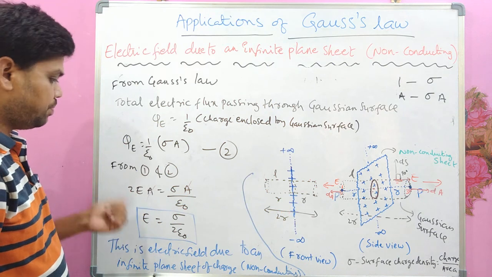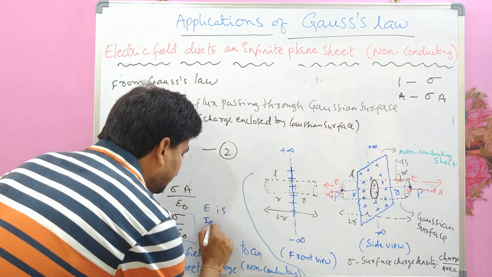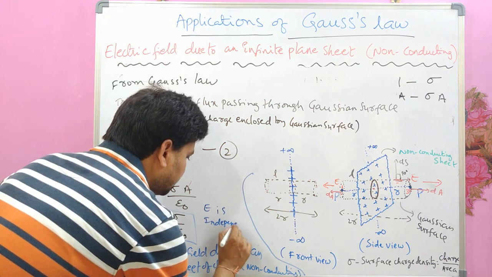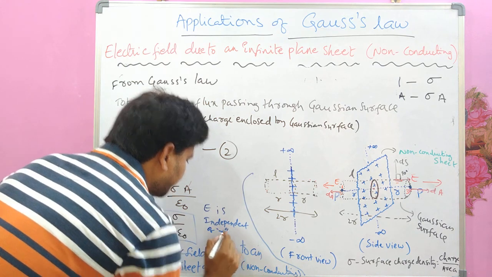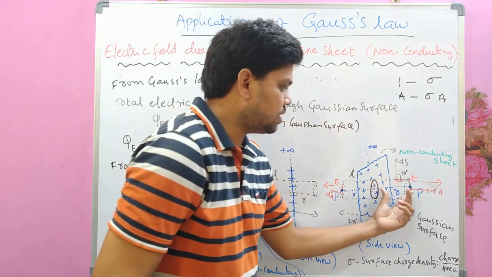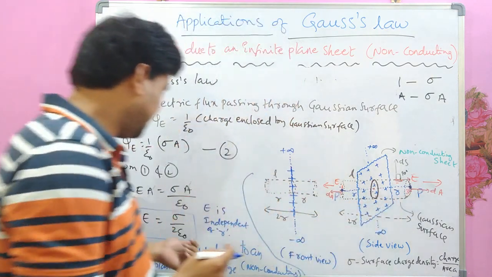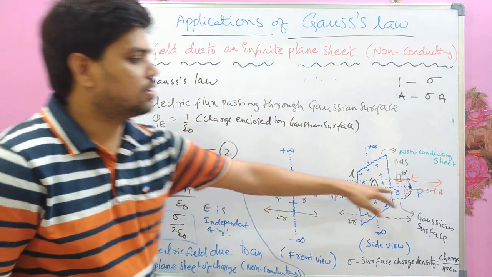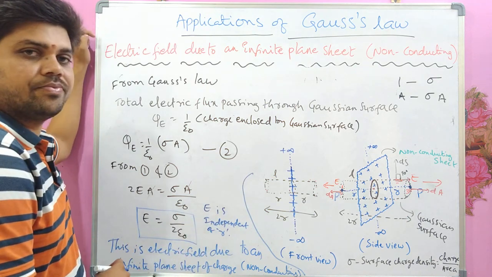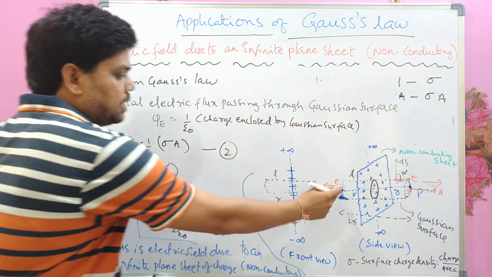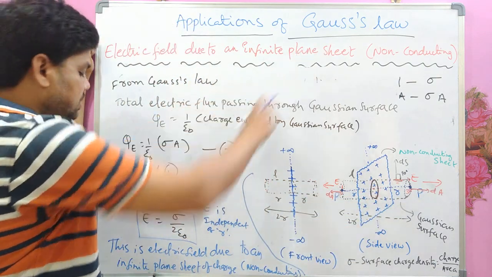And one more important point here. Here E is independent of r, the distance of the point. What is r? Independent of small r. See this small r, the distance of the point from the sheet. It is independent of it. Remember this one, it's very important. E is independent of r, equal to sigma by 2 epsilon naught here and sigma by 2 epsilon naught here. Infinite plane sheet, non-conducting.